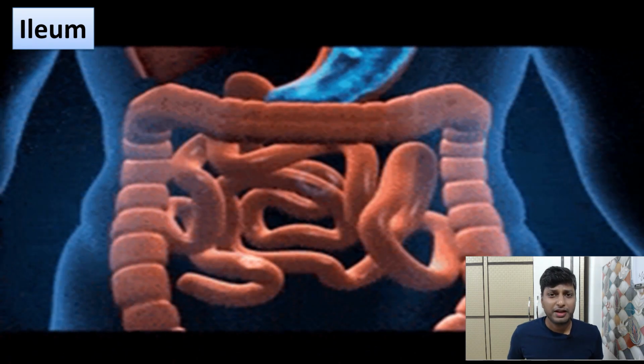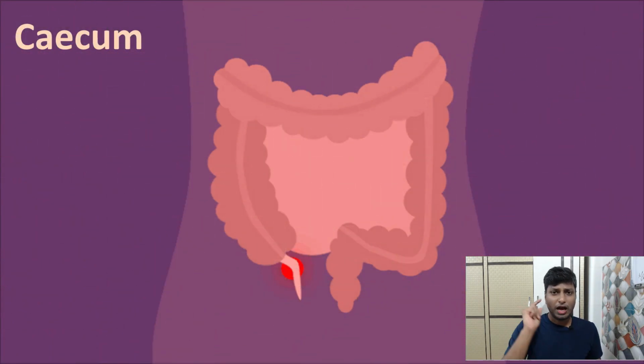Now let's begin with the next part, dear students. The next portion is something called the caecum. As we said, the small intestine basically consists of three parts, which were nothing but duodenum, jejunum and the ileum. Now the small intestine continues further into the large intestine, but before it does, there is a small structure present at the junction of the small intestine and large intestine.